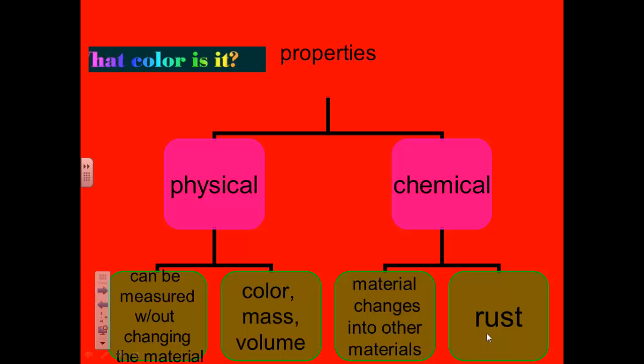More than 3/4 of the elements are metals. Metals have the physical properties of being shiny, bendable, and able to conduct heat energy and electricity well.